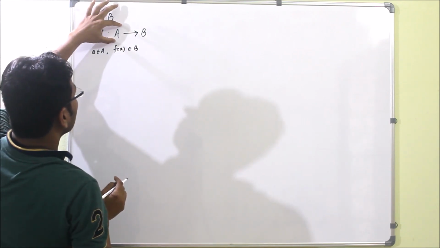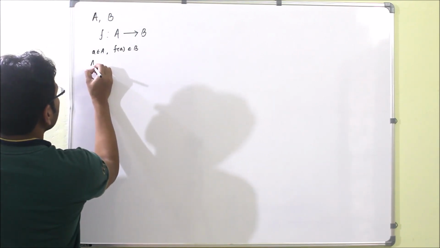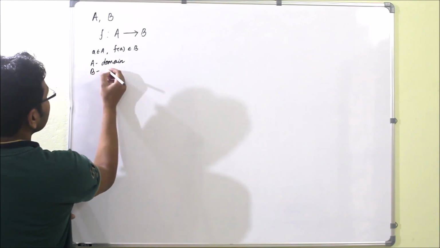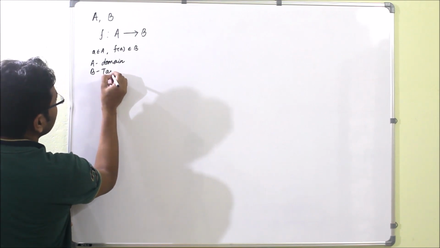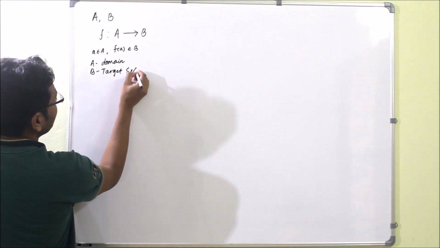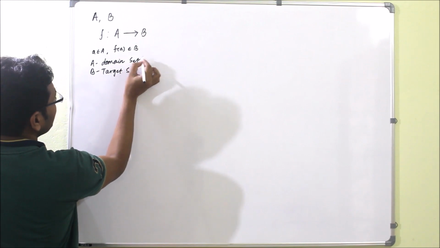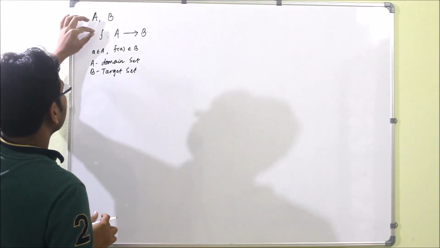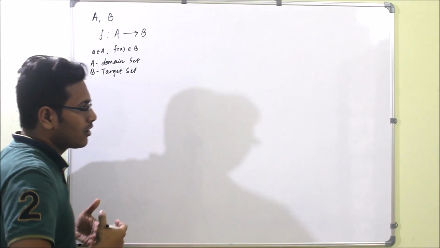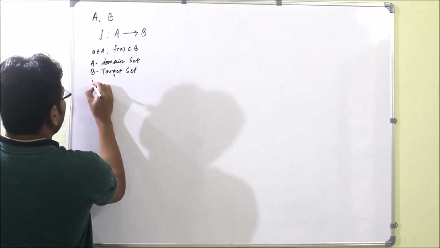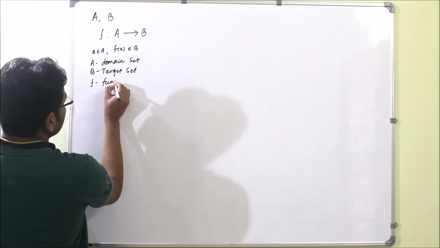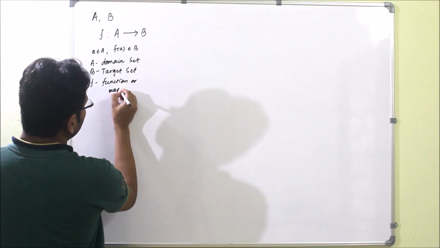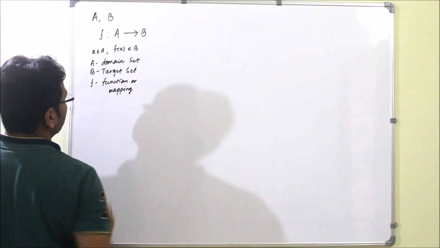Now A is called the domain. Here A is the domain, B is the target or target set. It is domain set A, target set B. Now this f is known as a function or mapping.